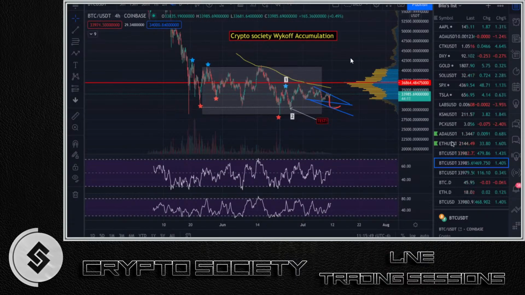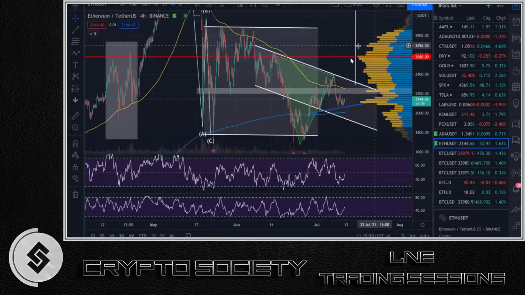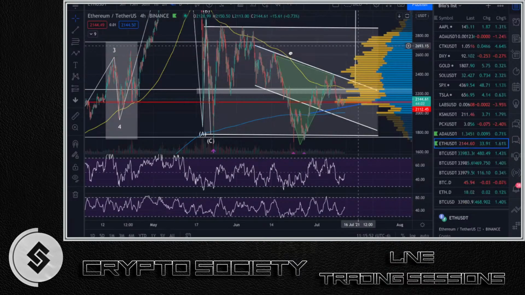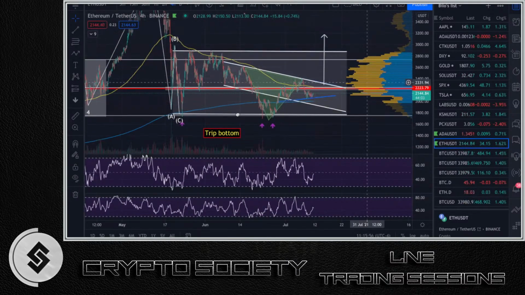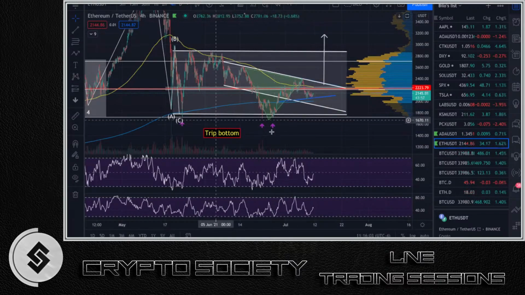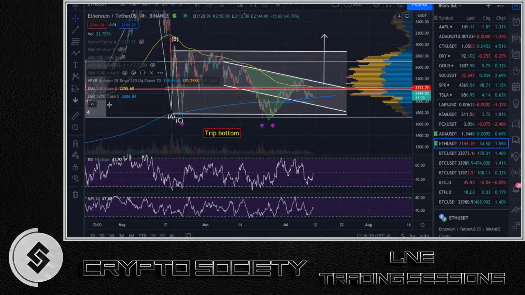Ethereum, we've mentioned several times in crypto society, is looking really much nicer than Bitcoin. If we look at Ethereum, we've had 1, 2, 3 hits around this region. It's like a triple bottom. We are in this potential inverse head and shoulders, which is currently bouncing on the 200 EMA. Excuse me, it's bouncing on the 200 EMA on the daily.